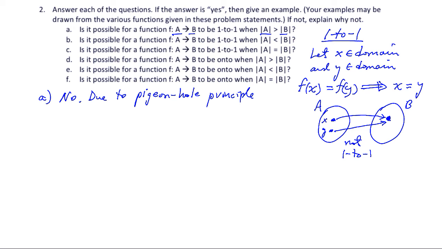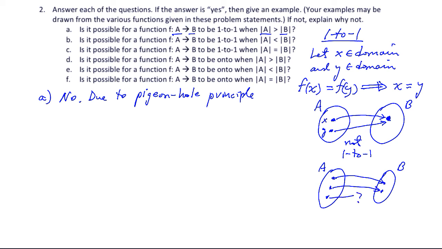Okay, so a simple example would be 3 elements in A and only 2 elements in B. You do your best to keep it one-to-one and don't map any 2 elements to the same one, but you always end up with this last one that has to be mapped to one of the same ones. So it can't be one-to-one.